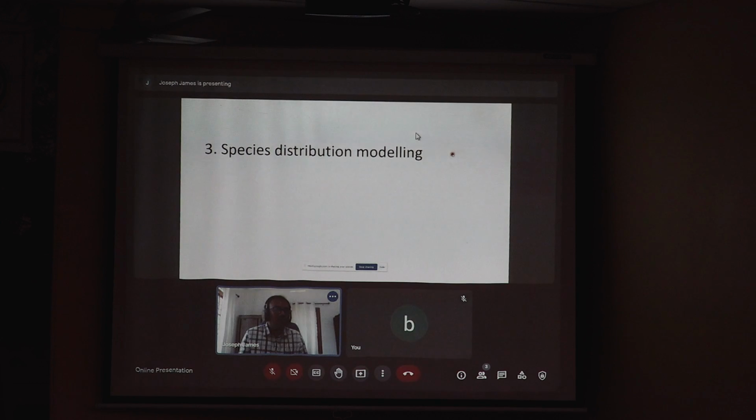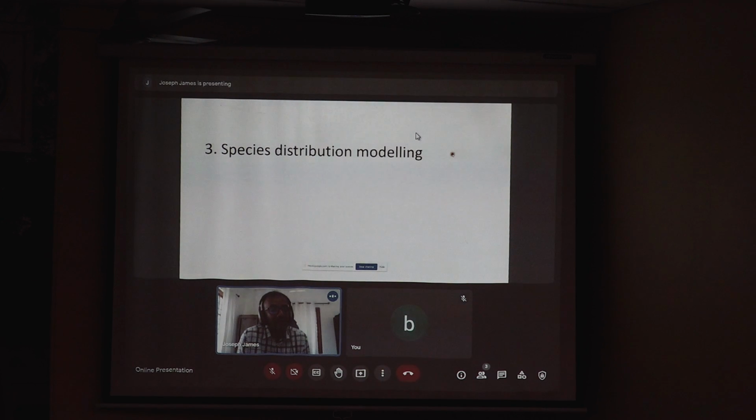You might already know that in order to understand the niche of a species, you might need to have information about the abiotic factors. You will need to have information about the biotic factors, which usually include the interactions between different species, and you will need to have information about the dispersal of a species.